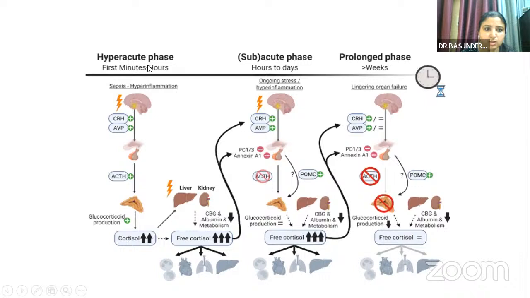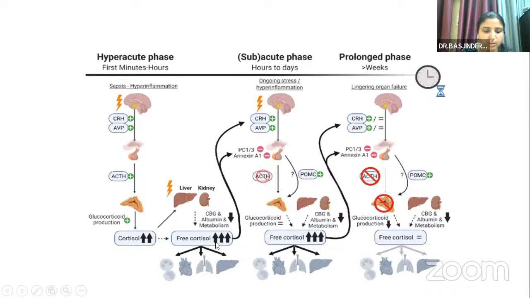First is the first few minutes or hours of sepsis or hyperinflammation, then proceeding to hours or days, and then when the illness lasts more than 4 weeks. When there is sepsis or any kind of stress for a few minutes or hours, there is release of corticotropin releasing hormone, and also arginine vasopressin secreted from the posterior pituitary. From the anterior pituitary, we have ACTH, adrenocorticotropic hormone. It stimulates the adrenal gland, and there is glucocorticoid production. Cortisol is in two forms. One is the free form, and the other is bound to proteins or globulins.